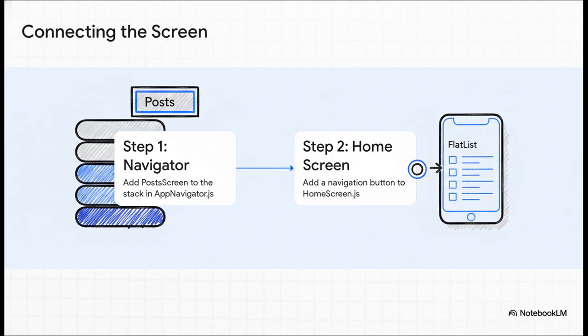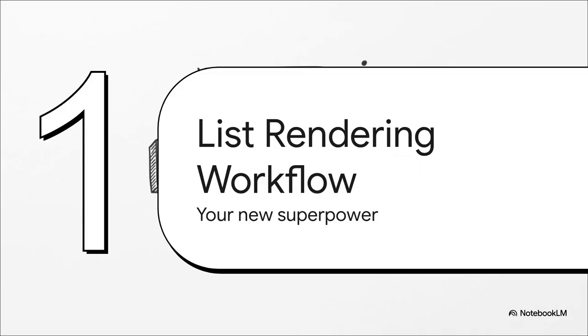This tells our navigation system that this screen exists and is ready to be used. Then we just hop over to our HomeScreen.js and add a button that when you press it, simply navigates the user to that new post screen we just registered. Easy as that. And just like that, you've pretty much mastered a core concept in React Native. Seriously, what we just built isn't just some one-off trick. It's a fundamental pattern, a workflow. This is your new superpower for handling any kind of list data.